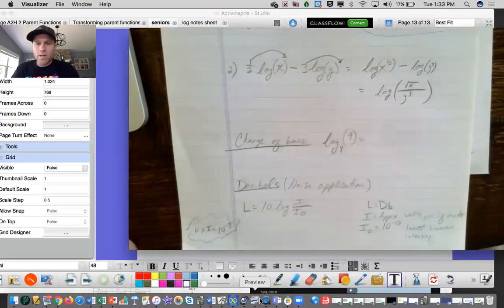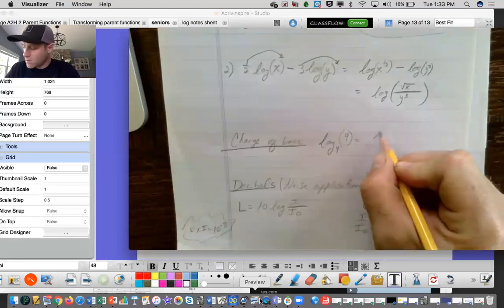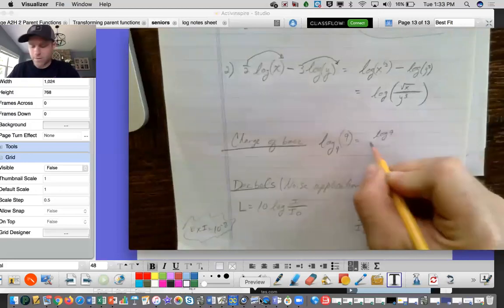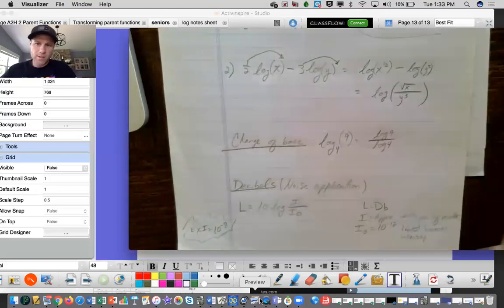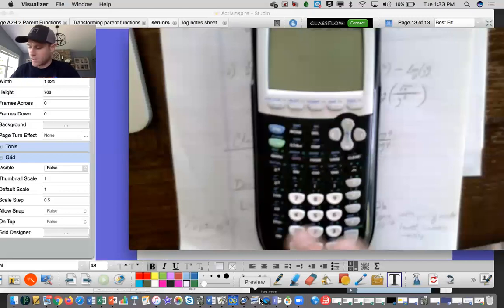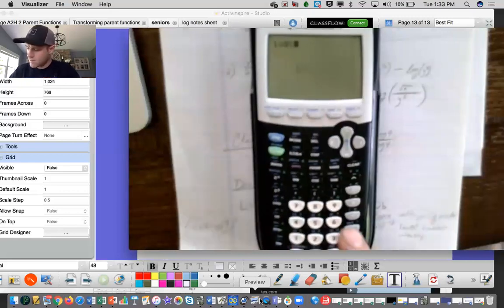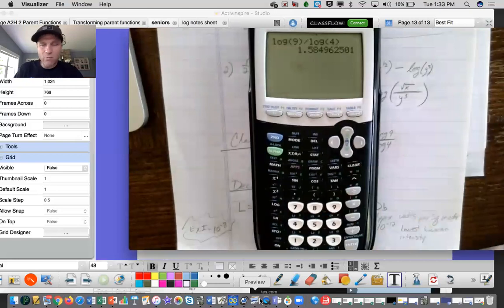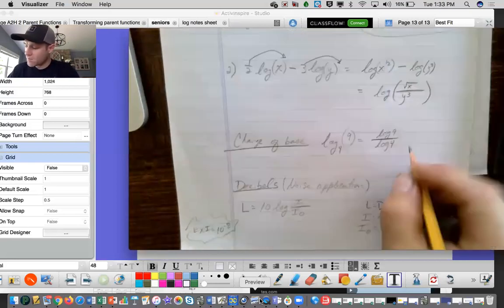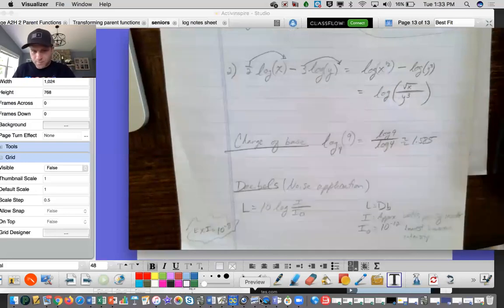I don't know. But what the change of base theorem says is if you take the common log of 9 divided by the common log of 4, this becomes something you can just type into your calculator because the calculator has the common log over here on the side. Bang that in. 1.585, 1.585 is approximate. And that's your change of base.